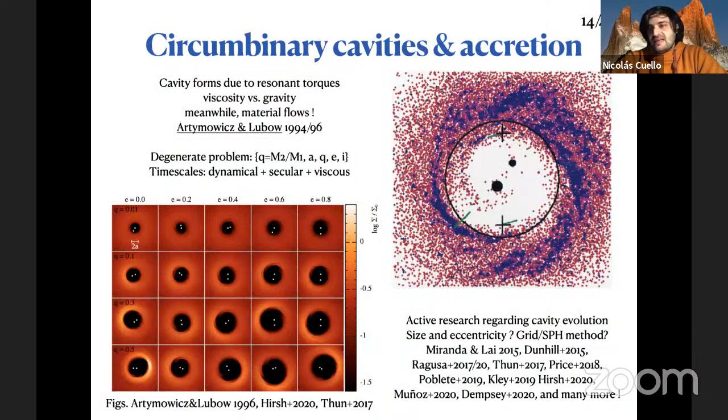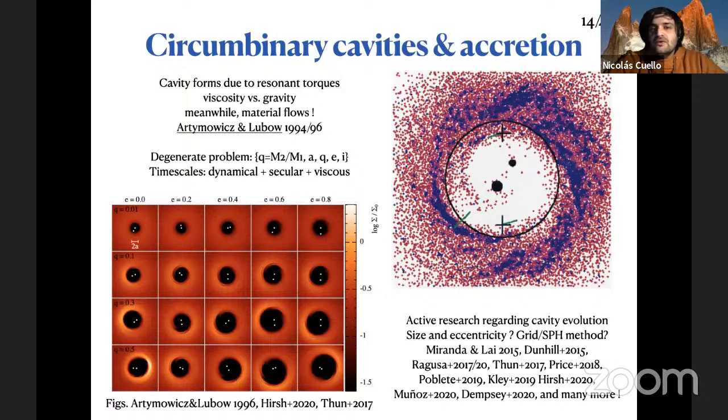So these cavities have been actively studied in the last years, but this study really began in the 90s with this seminal work by Artymowicz and Lubow, where they basically studied the way material flows inside the cavity, while you have at the same time gravity, and also the binary torques pushing material outwards and preventing material from falling in. This is fascinating, because they found more or less that the size of the cavity should be 2 or 3 times the semi-major axis of the binary, and that the disk should remain basically circular.